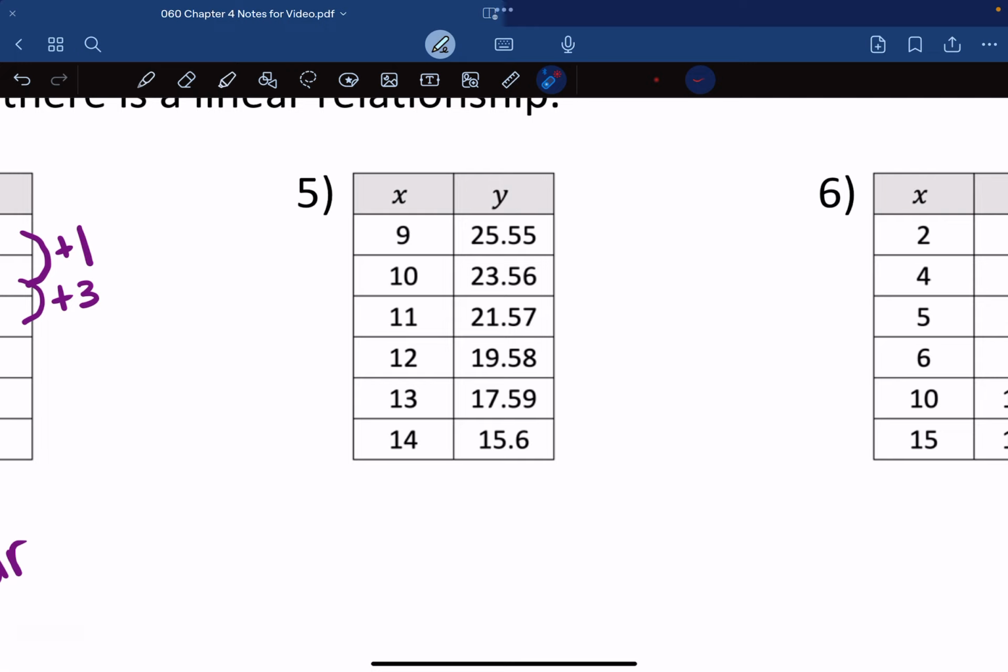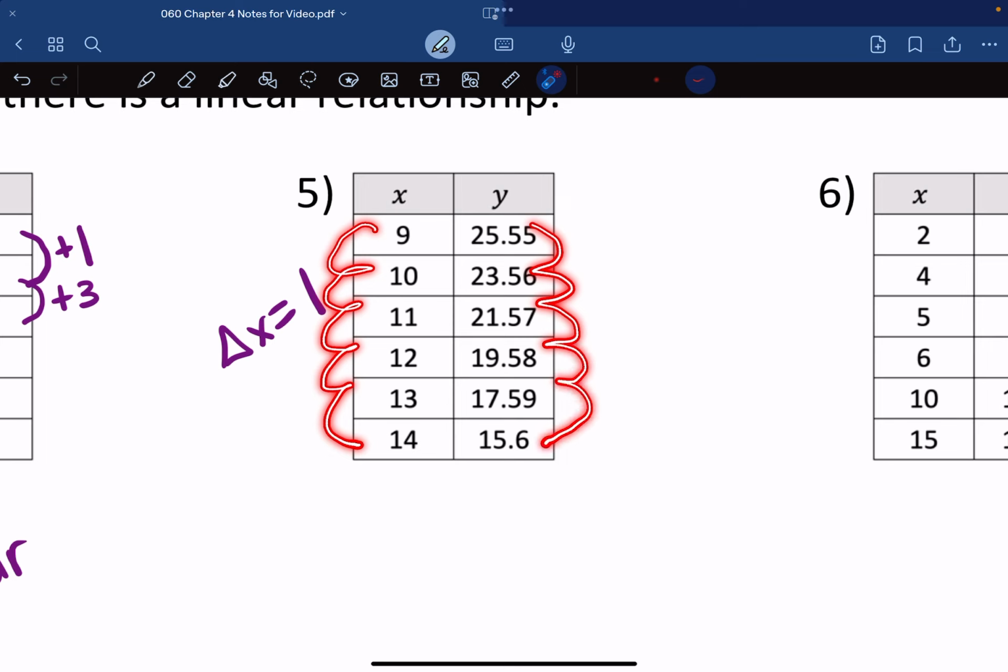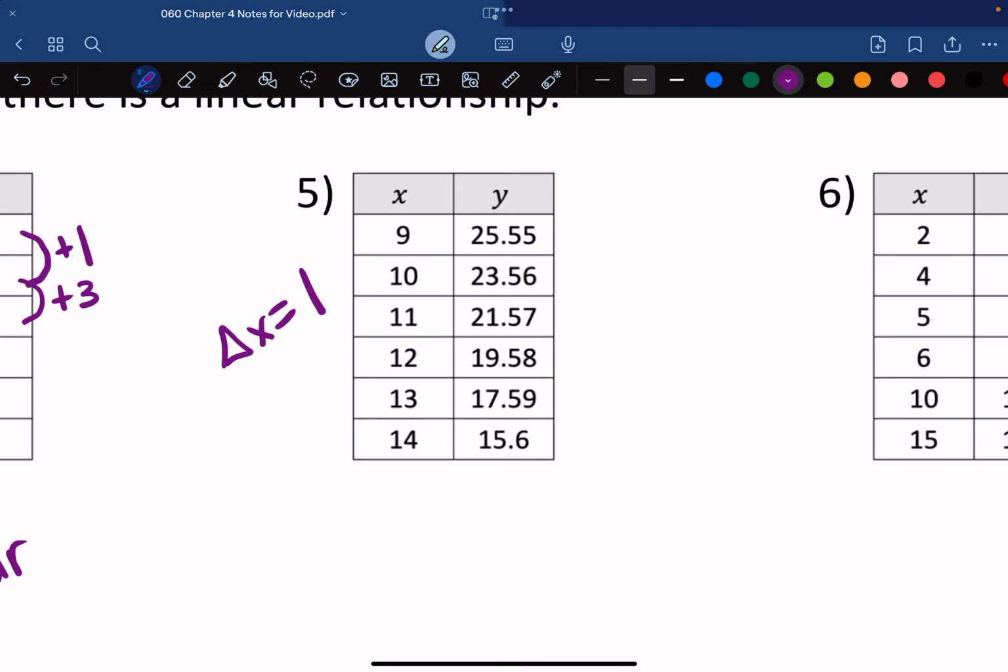Number 5, looking at x first. 9 to 10 is 1. 10 to 11, these are all changing by 1. So my change in x for all of these is 1. And once again, since my change in x is all the same, my change in y needs to be all the same if it is linear. If it's not, it's not linear. So I will go ahead and test these all out.